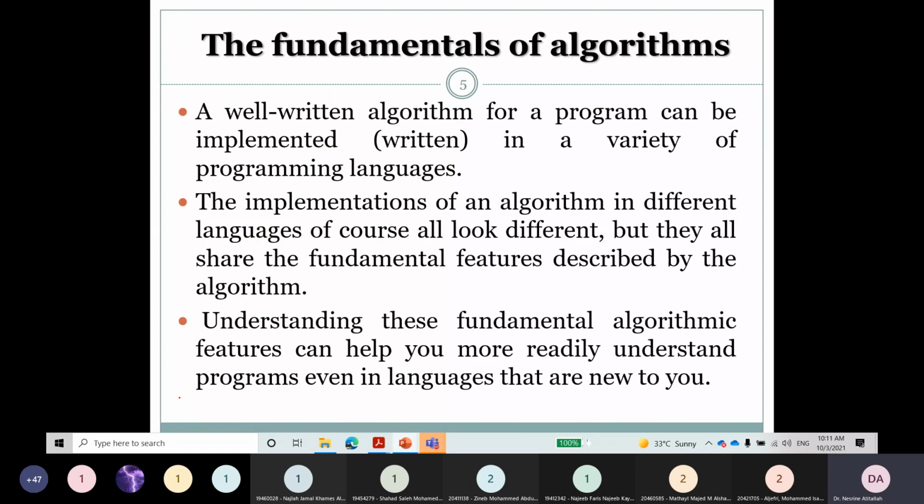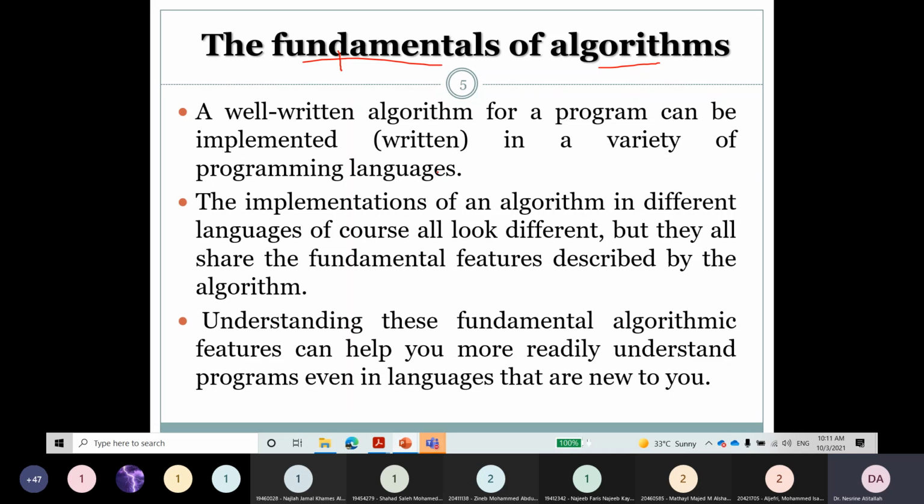Look now at the fundamentals of algorithms. How can we tell whether this is a good algorithm or not? A well-written algorithm for a program can be implemented in a variety of programming languages. It is not related to the language. It is related to the task itself, to the steps to do this task. So this is a well-written algorithm.